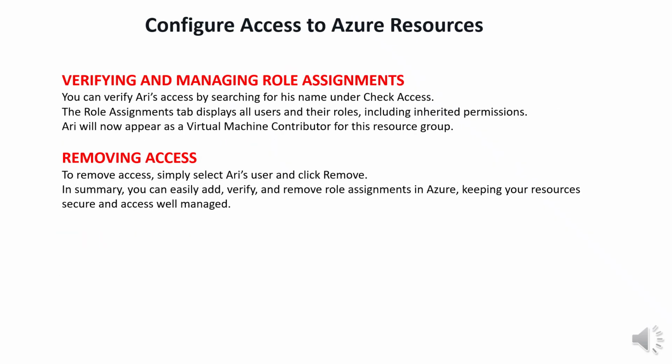Verifying and managing role assignments. You can verify Ari's access by searching for his name under Check Access. The Role Assignments tab displays all users and their roles, including inherited permissions. Ari will now appear as a Virtual Machine Contributor for this resource group.